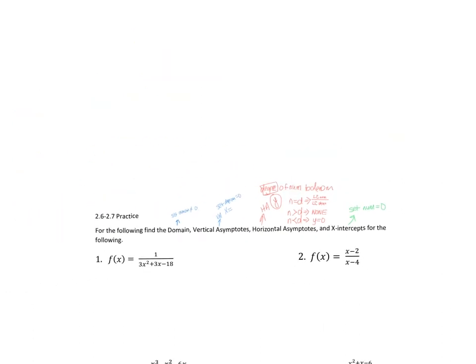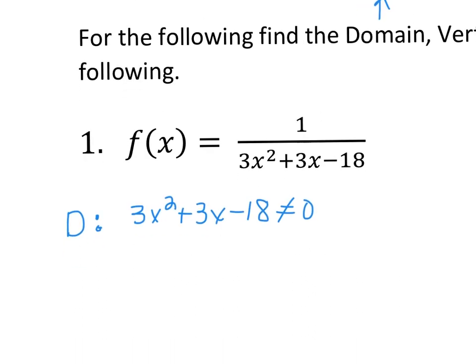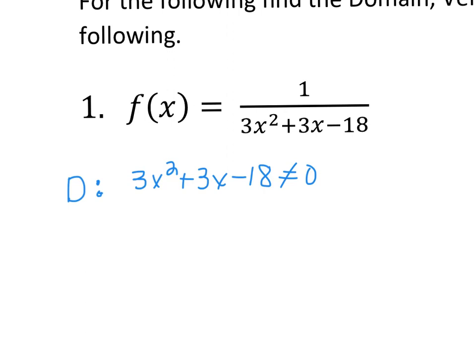So, this first one. We're going to talk about the domain. How do I figure out what the domain is? Set the denominator not equal to 0. So 3x squared plus 3x minus 18 cannot be 0. Well, guys, this is a factoring problem. What's the first thing you look for in factoring? GCF. What can I take out of all 3 of these? 3. So I'm left with x squared plus x minus 6 cannot be 0, correct?